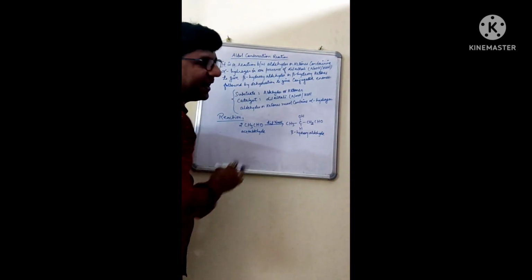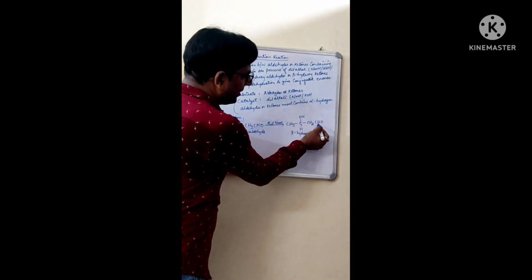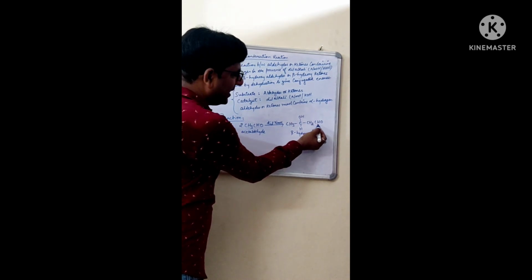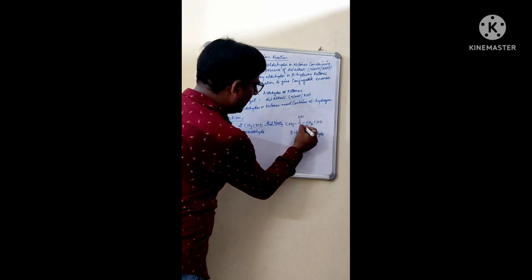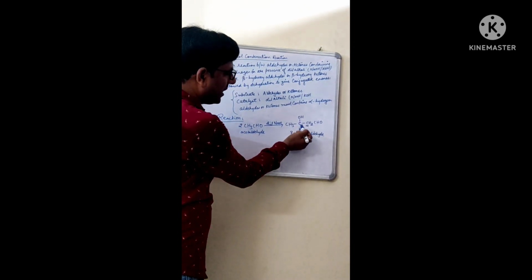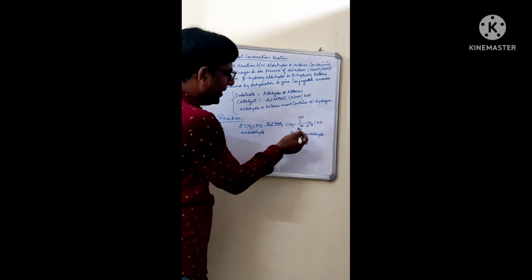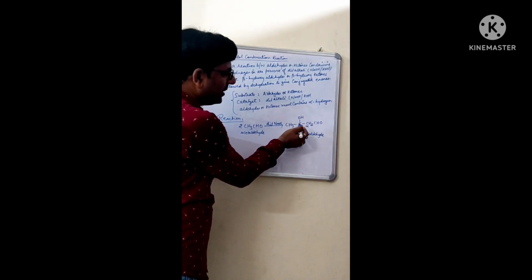See why we are saying beta hydroxy. This is the functional group CHO. This is next to the functional group. This is the alpha and this is the beta. To this beta carbon, the OH group is directly attached. That's why the hydroxyl group is directly attached to the beta carbon.